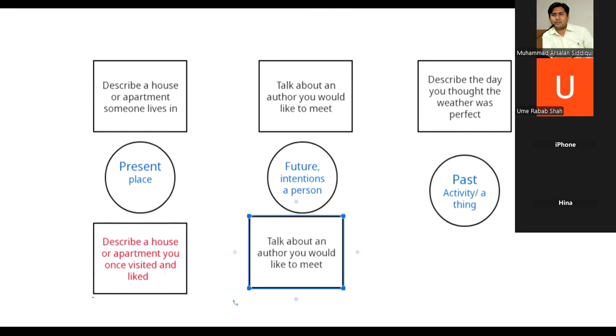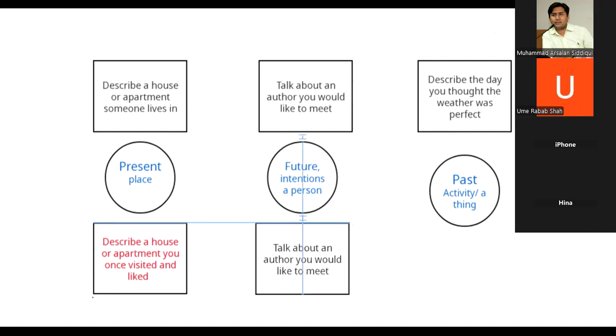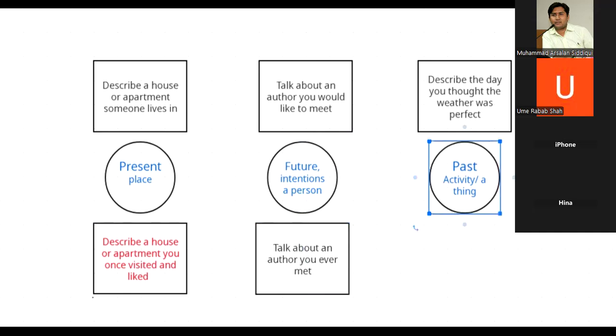Now, if this talks about an author you met, author or writer, you ever met, or any famous personality. Now, this also changed. So that's why these topics are there. So be careful when you look at the topic. Talk about the weather. It could be in present as well.